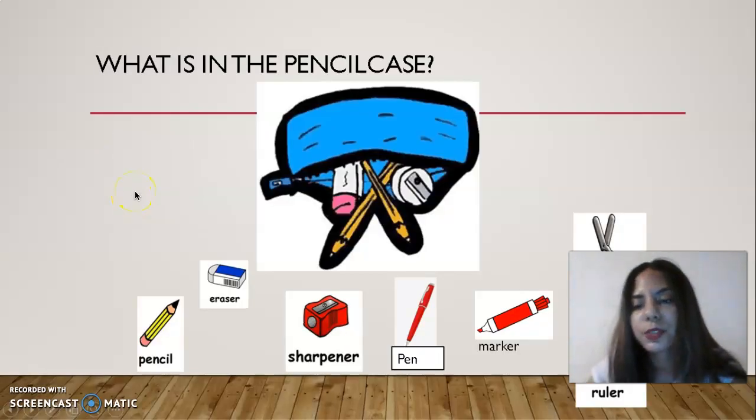We're going to try to repeat the vocabulary. So repeat after me. We have pencil case. We have eraser. We have pencil, sharpener, pen, marker, scissors, and ruler.